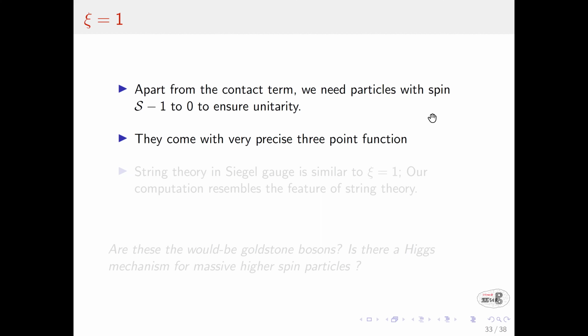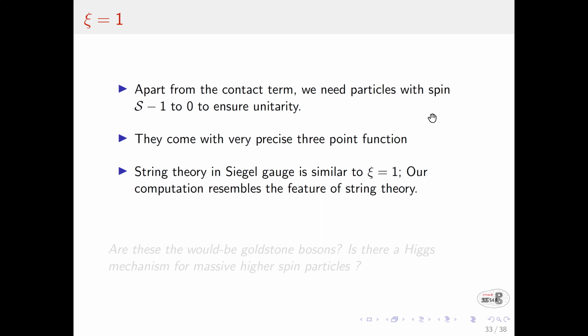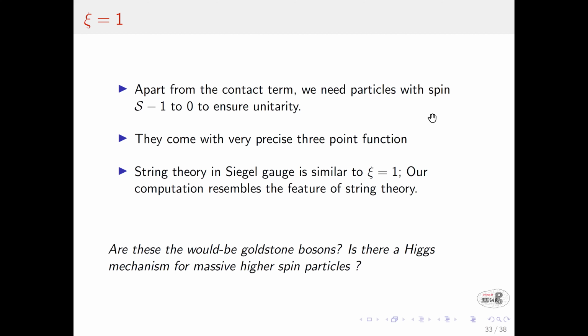Absolutely, yes. In string theory, if you look at the Siegel gauge, which is the analog of C equal to 1, where all the physical and unphysical particles come with the same mass, they have the same feature. Again, it's just an observation. I'm not making any more statement beyond this. So the natural question is: are these the would-be Goldstone bosons? Is there a Higgs mechanism for massive high spin particles?